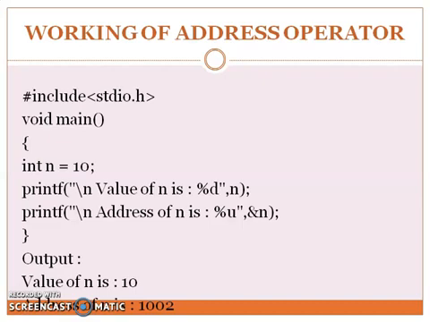The first line simply prints the value of that variable. Next we want to print the address of that variable. At that time we are using format string u. That is used to print the address of that variable n.